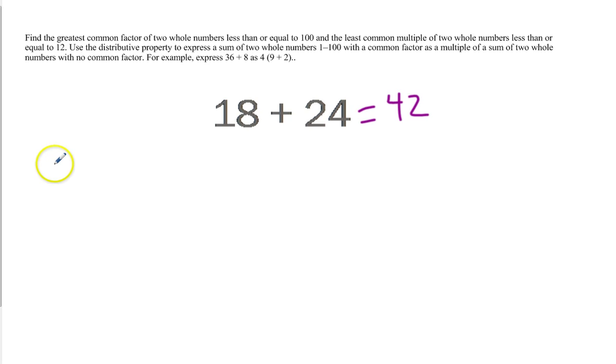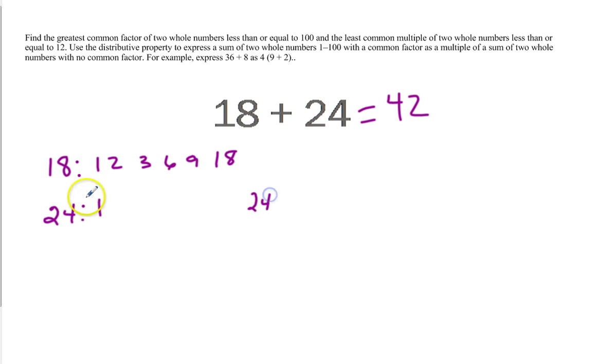So we started out by making a list of all the factors of 18 and 24. And so the factors of 18 are 1 and 18, 2 and 9, 3 and 6. And the factors of 24 are 1 and 24, 2 and 12, 3 and 8, 4 and 6. And we can see that the greatest common factor is 6.